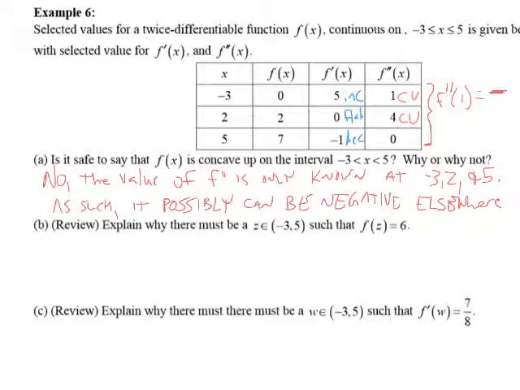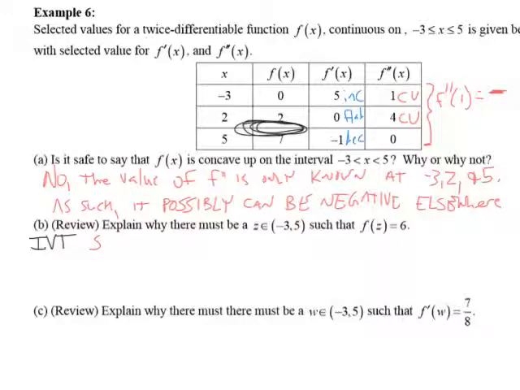Explain why there must be a z within the interval of -3 to 5 such that f of z is 6. And this is reviewing, do you recall the IVT? Between -3 and 5, very specifically even between 2 and 5, a 6 will occur because we start below 6 at 2 and finish above 6 at 7. So the IVT guarantees it. The function is continuous, so we can use the IVT.